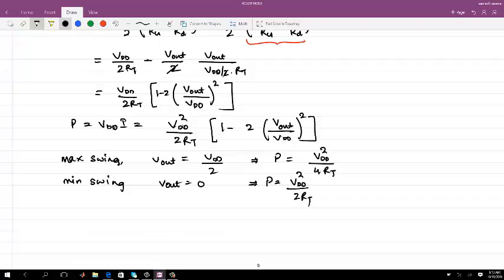So by putting a resistive divider and using it to create a lower voltage at the output, you are spending more power. You get a smaller swing, but you spend more power. So that is something which we have to look at in more detail. So let me just plot this first. How does it look?